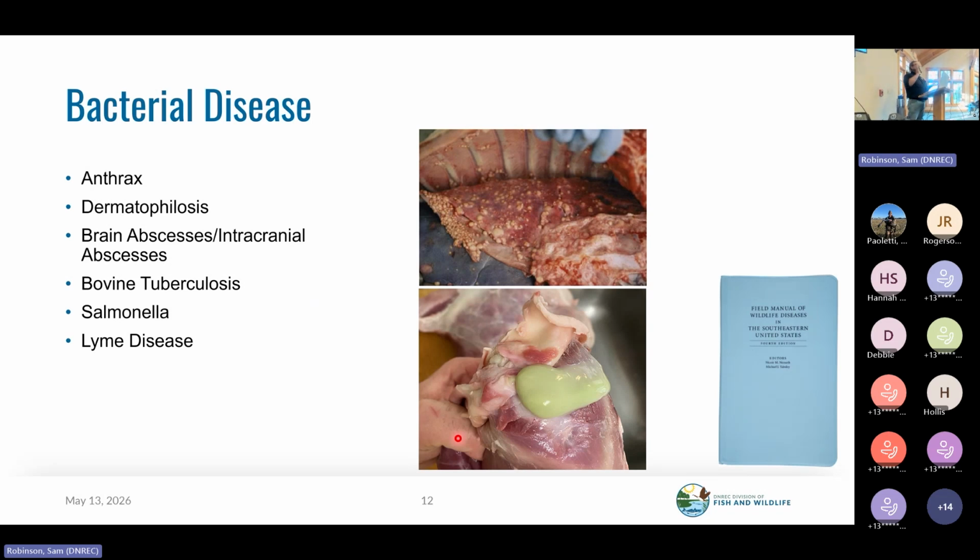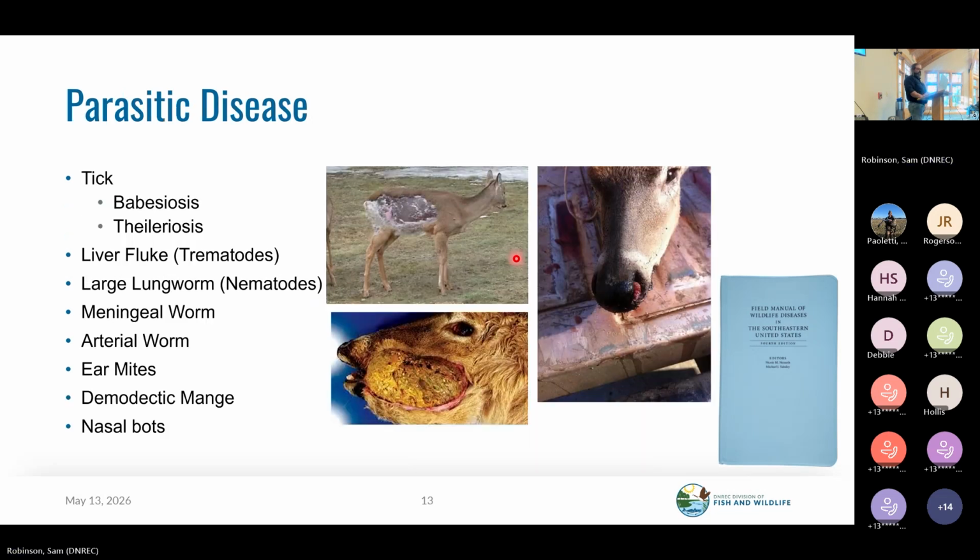Now, I just went out today actually where a deer was acting kind of strange and walking in circles. It had a brain abscess. There's bovine tuberculosis, which is in this picture here. We don't have it here. Keep it that way, hopefully. You've seen that over in Michigan. Salmonella, and then Lyme disease.